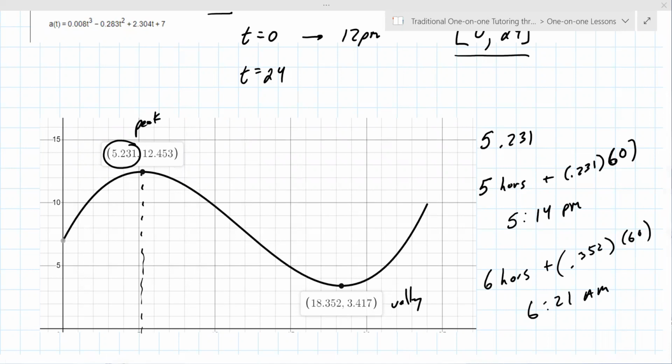Interesting. Okay. So that looks like that last option there. Oh, does that say D for you? That's interesting. I have it as C for me. Okay, 5:14 p.m. and 6:21 a.m. Oh no, I'm sorry. I misread it. It is C. I apologize. Let's see here.